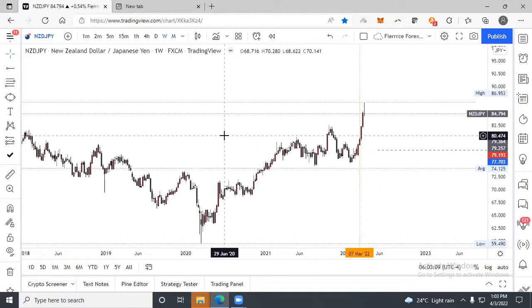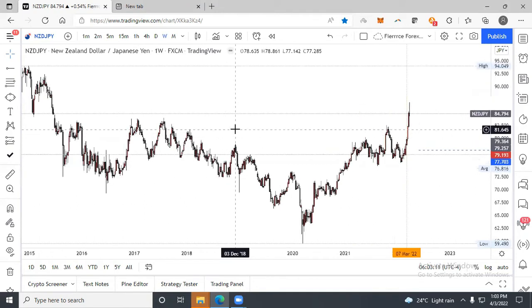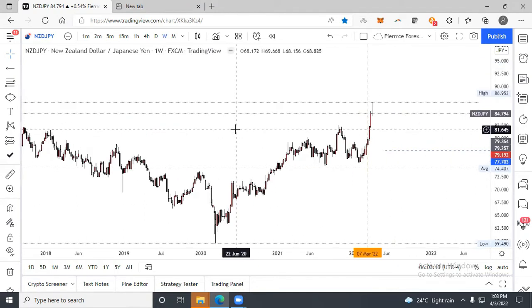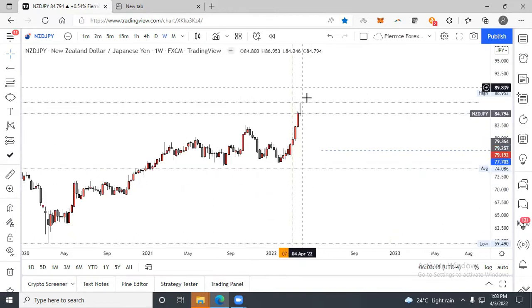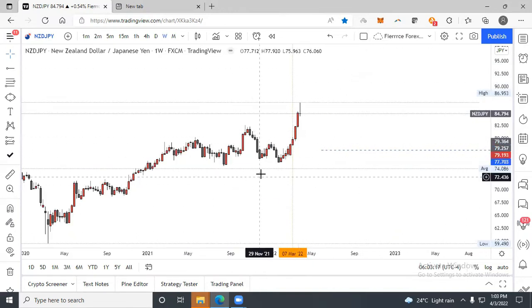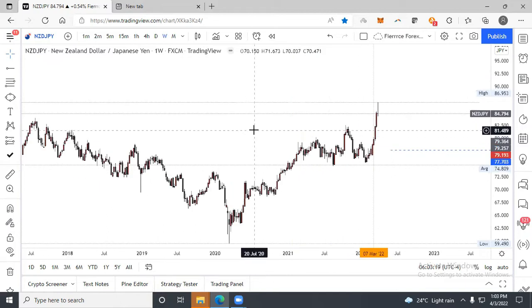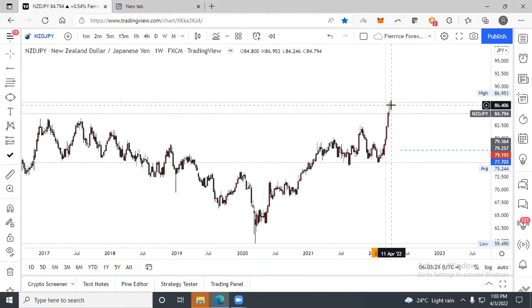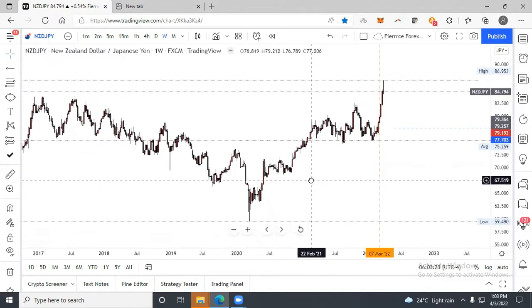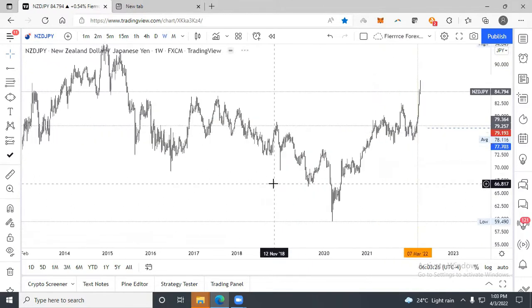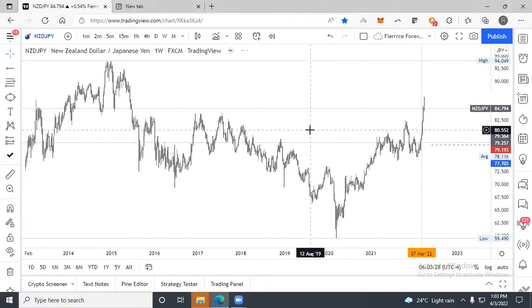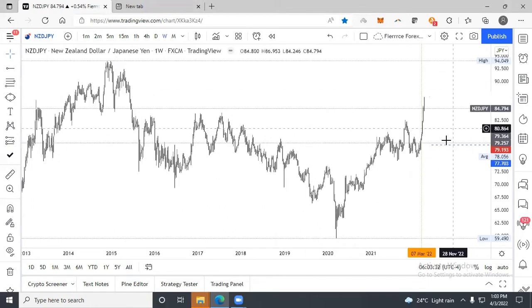So NZD is looking so bullish. I think I actually mentioned that we'd see a retracement and a continuation, but we're really looking bullish here. But anyway, this is a perfect example of something that can help me explain structure. And I'm going to try and keep this very short and simple.